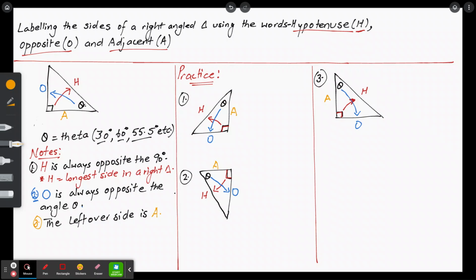So the only thing which can confuse you sometimes is where should you put the O and where should you put the A. The simple thing to remember is O is always going to be in front of, or opposite, the theta, and whichever side is left over is going to be the adjacent side, that is your A.